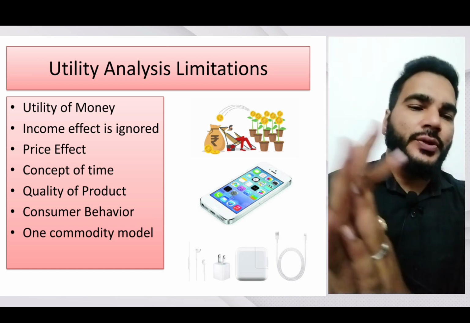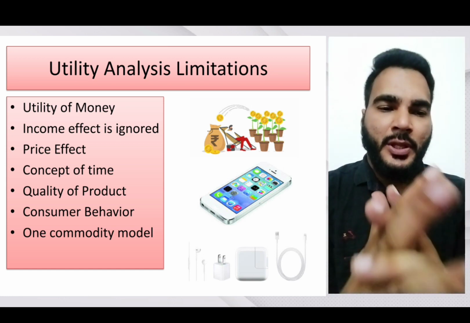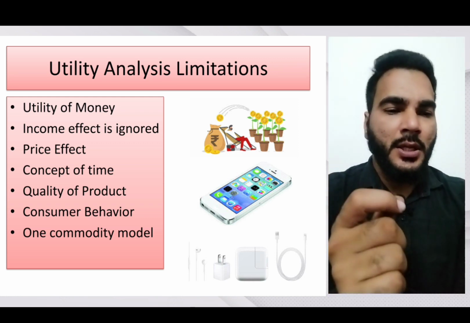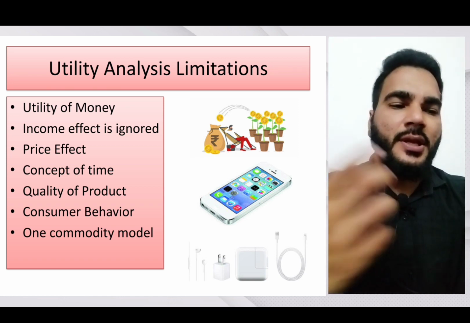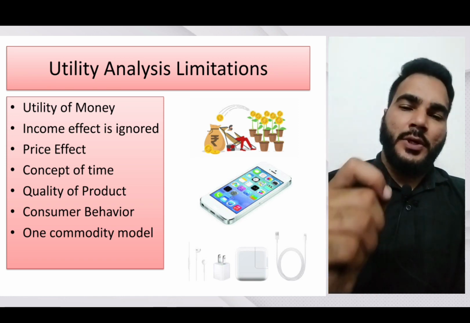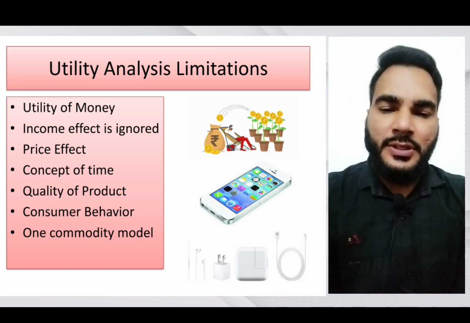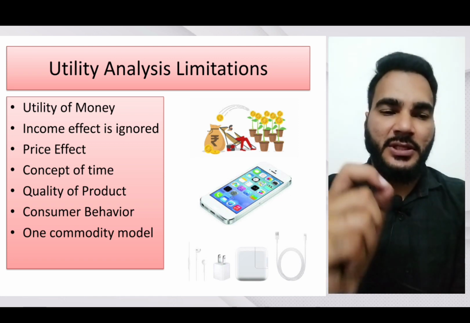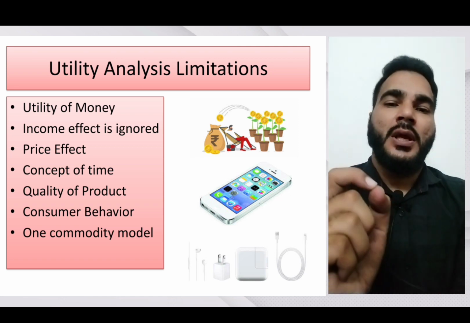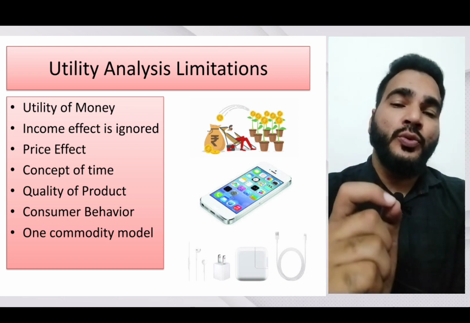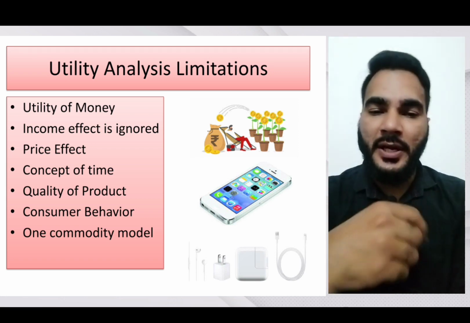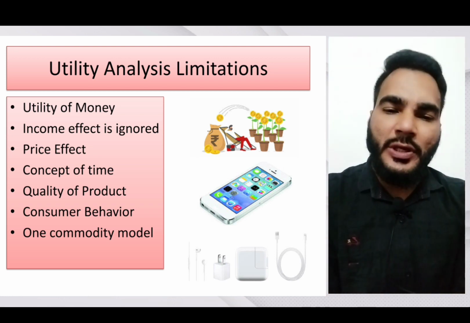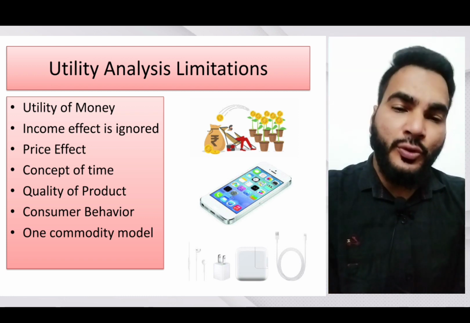Then we have utility analysis and limitations. First, utility of money. As you can see, for rich people the utility of money is very less. Let's take an example: if two people have 10 rupees, one rich and one poor, the rich person will get very little satisfaction from that 10 rupees. However, the poor person would get the highest satisfaction from that money. That depends on what age group and what income group we have.